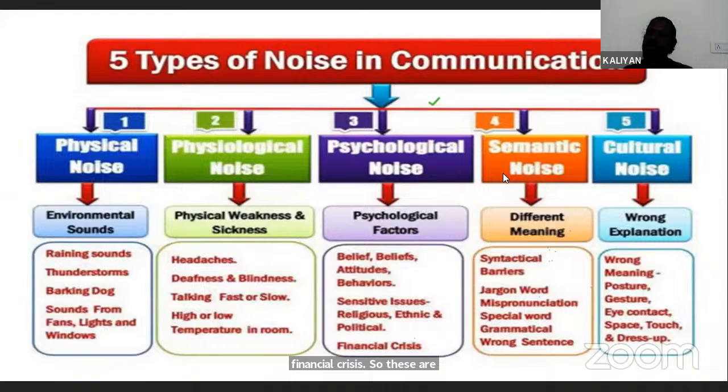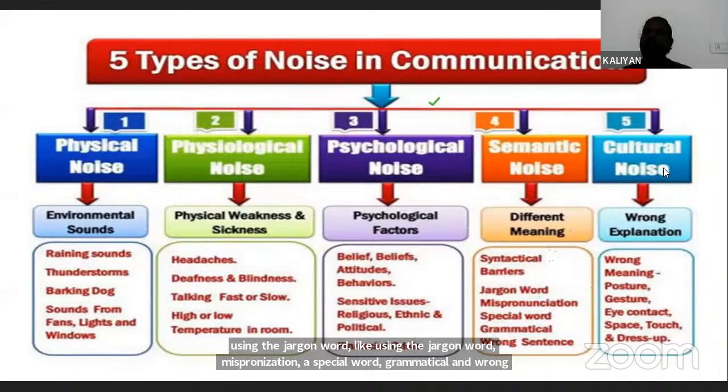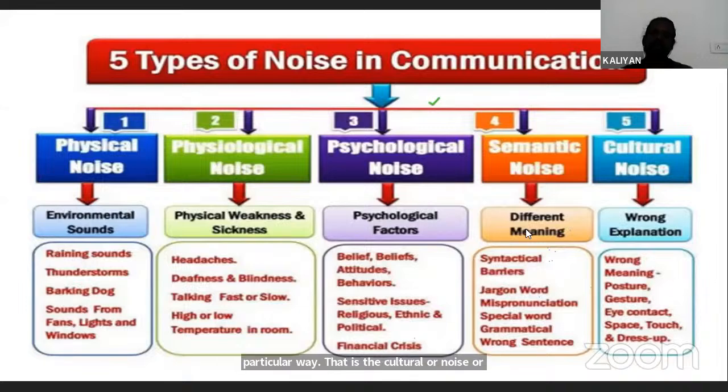And semantic noise is the different meaning. The sender shares one particular meaning, but the receiver receives a different meaning. That is the semantic noise, like using jargon words, mispronunciation, special words, grammatical errors and wrong sentences. These are the semantic noise. And cultural noise is a wrong explanation, wrong meaning, or posture and gesture, eye contact, space or touch. Based on the culture, there are different meanings for a particular word. That is the cultural noise. So these are the types of noises in communication.